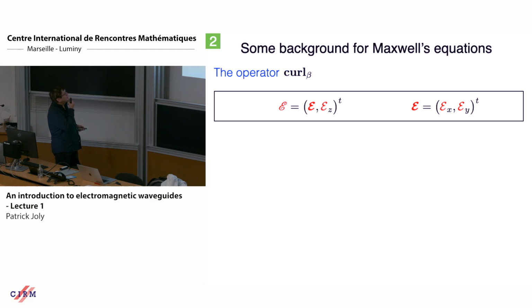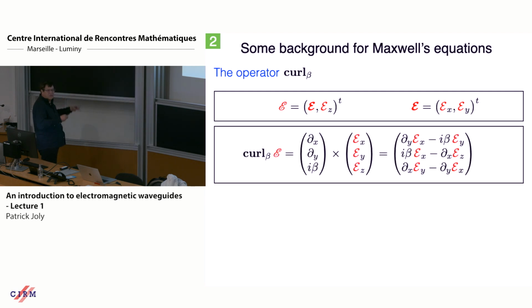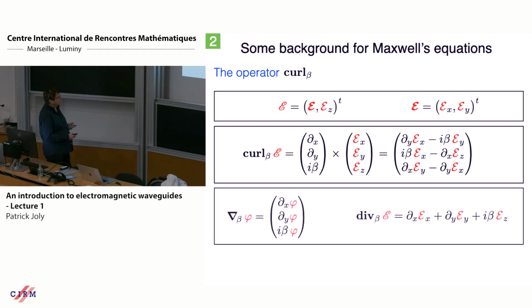So an important guy will appear, which is the operator curl beta. With the terminology I have introduced before, the curl beta is simply deduced from the curl by replacing the z derivative that would appear with the usual curl by I beta, and you get this expression. And this I've chosen to decompose. Relatedly, you can also introduce the grad beta, where the change is only in the last component, and the div beta operator.